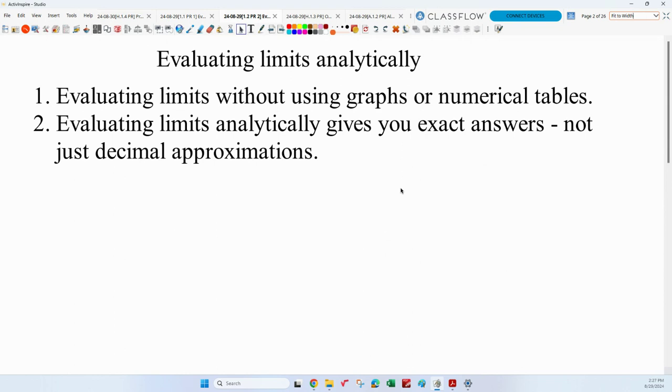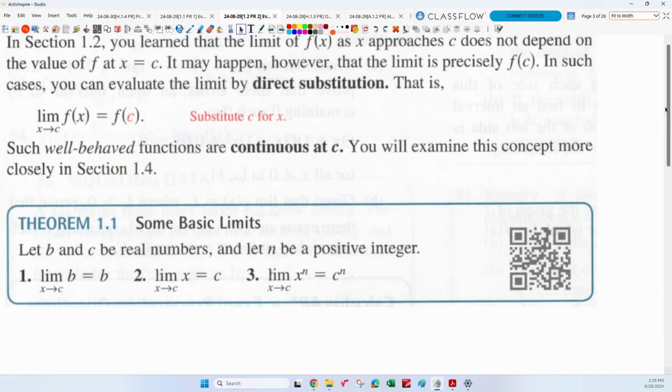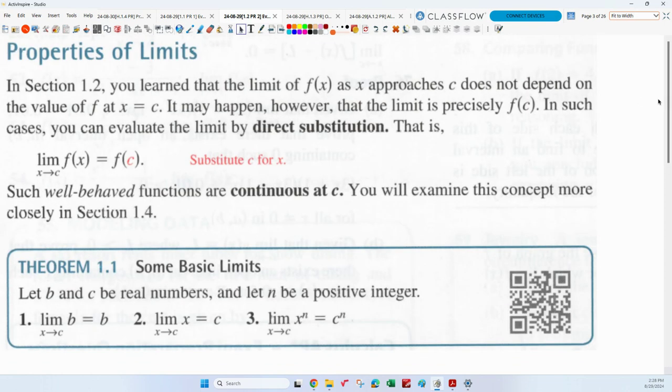So evaluating limits analytically. First of all, this means without tables or graphs. The advantage of this is it's going to give us exact answers, not decimal approximations. We'll get an exact answer right off the bat. To do this, we need to first, and this is what I want to focus on mostly today, look at some properties of limits. There are some simple limits that we just know, that we don't have to think about very much.